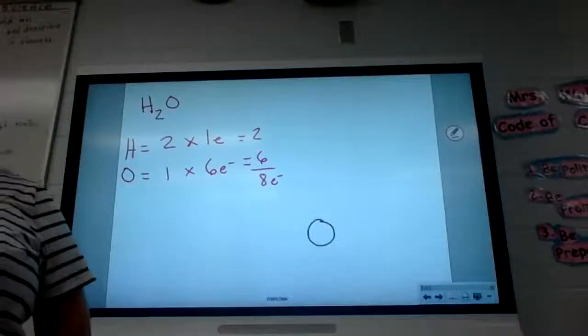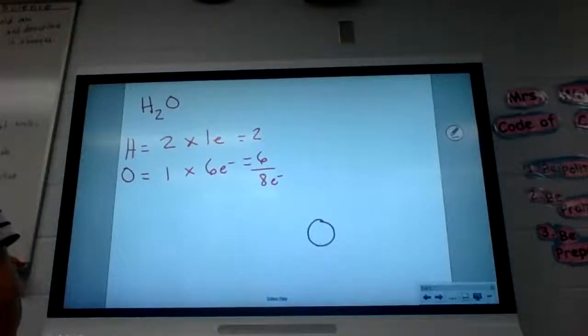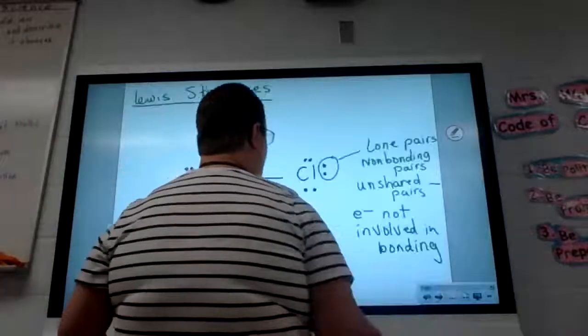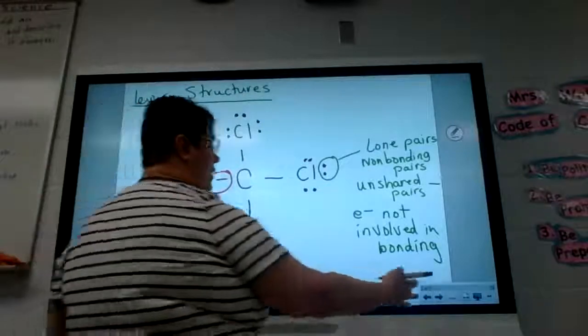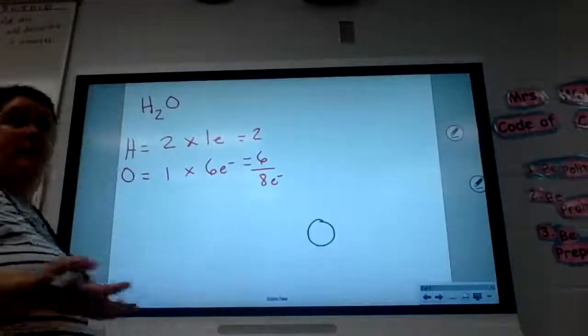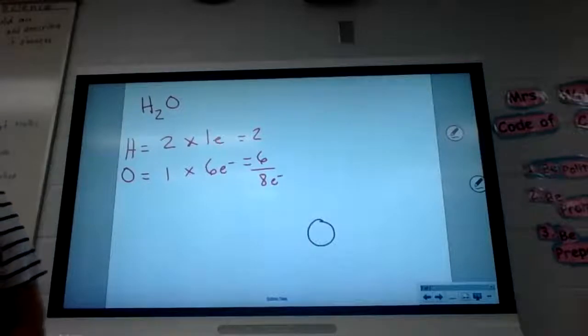Step 3 says to do what? What's step 3 say? Write the remaining elements around it. Okay? So how many remaining elements do I have? I have 2 H's. So I'm going to draw 2 H's. When I drew yesterday's, I had how many Cl's? I had 4 Cl's, so I drew 4 around it. But today I only have how many? 2, so I'm only drawing 2 H's.